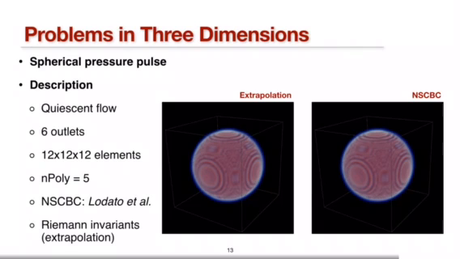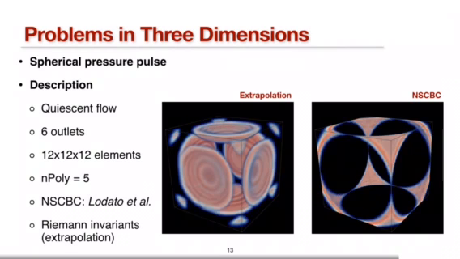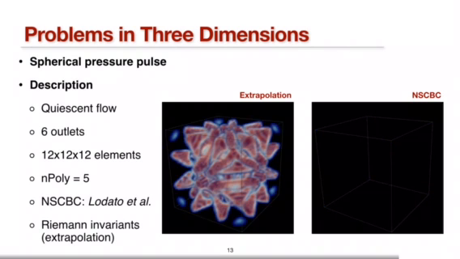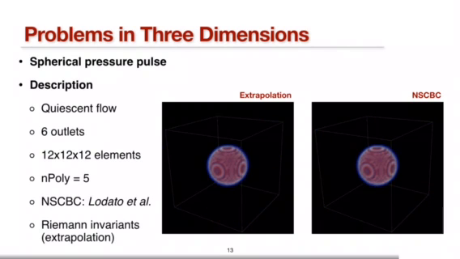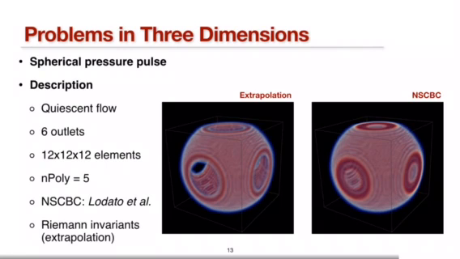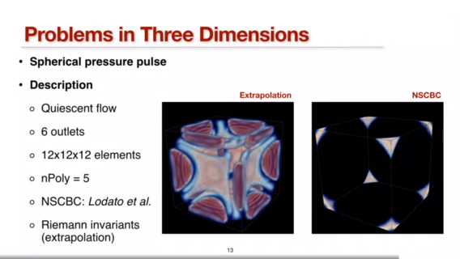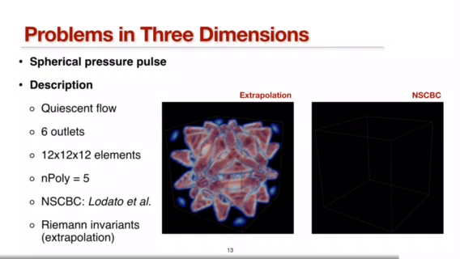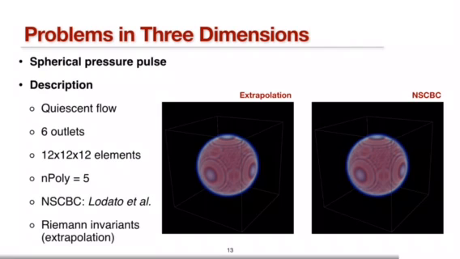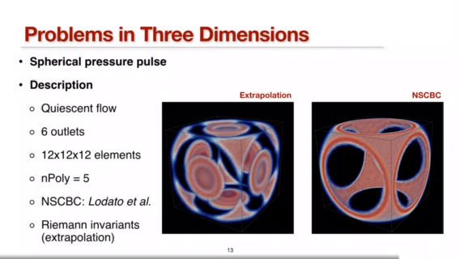The domain is composed of 12 by 12 by 12 hexahedral elements, each described by a fifth-order polynomial. All 6 faces of the cube are prescribed as non-reflective outlets. The figure on the right is that of a Navier-Stokes characteristic boundary treatment, which uses an optimized transverse term inclusion, while the figure on the left uses an extrapolation method based on the Riemann invariance. And unlike the NSCBC, the extrapolation method does a terrible job in attenuating the reflections.